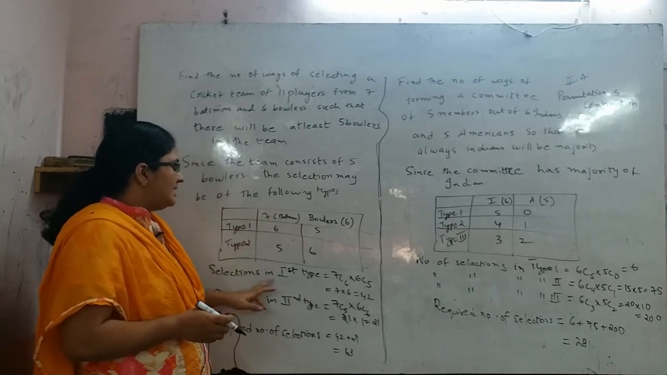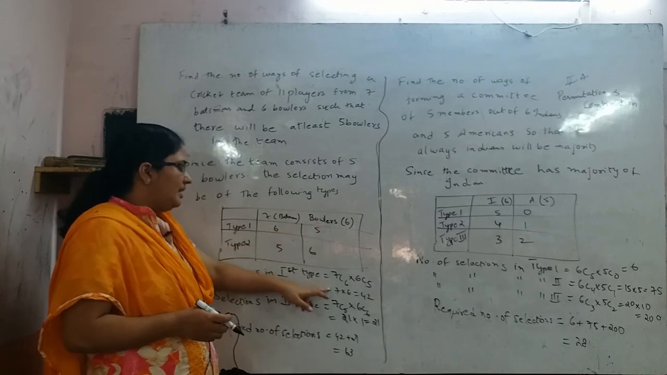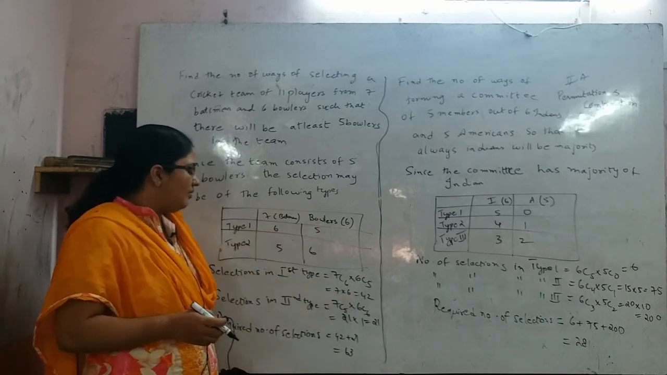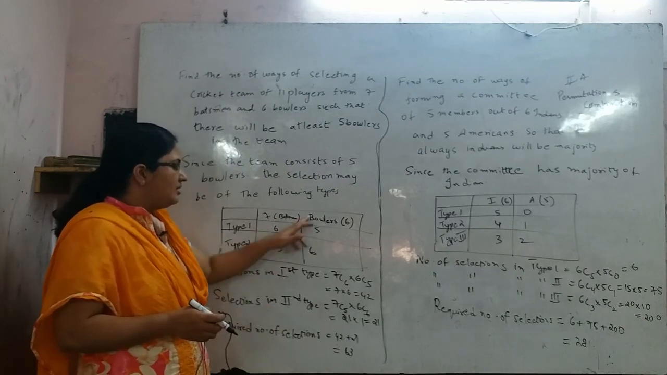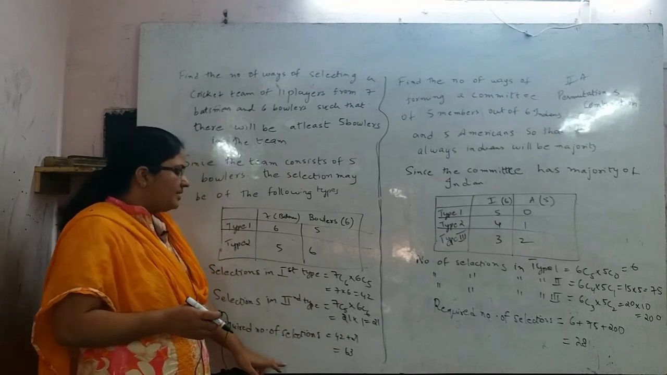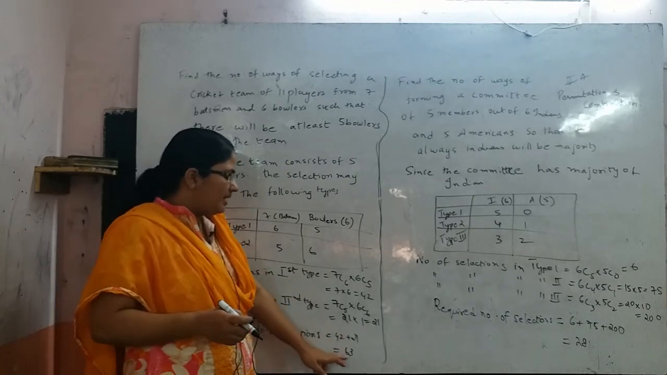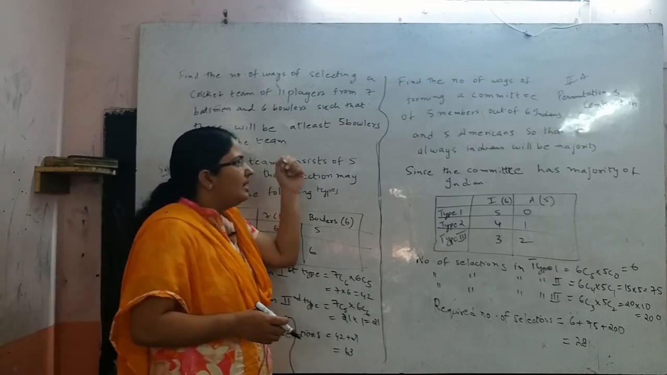So selections of type 1 are 7C6 into 6C5, that is 7 into 6, which is equal to 42. Selections of the second type are 7C5 into 6C6, that is 21 into 1, which is 21. Total number of selections are 42 plus 21, that is equal to 63. Here you have a similar type of problem.